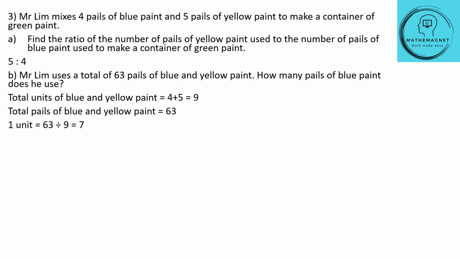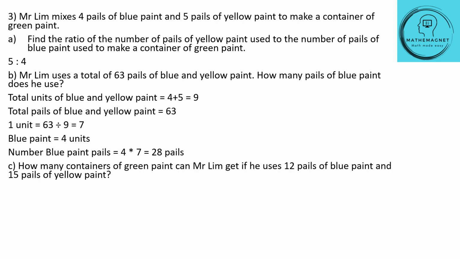And now for blue paint we know it is 4 units. So 4 into 7 will be equal to 28 pails. So he has used 28 pails of blue paint.